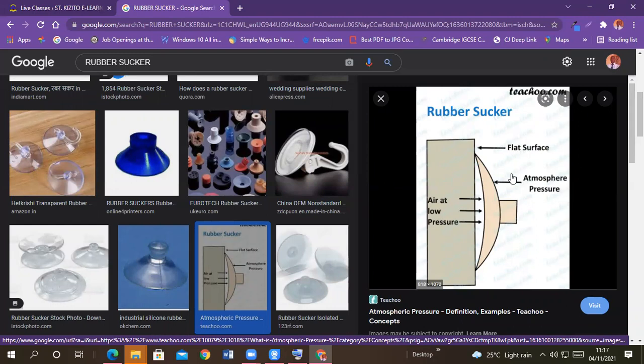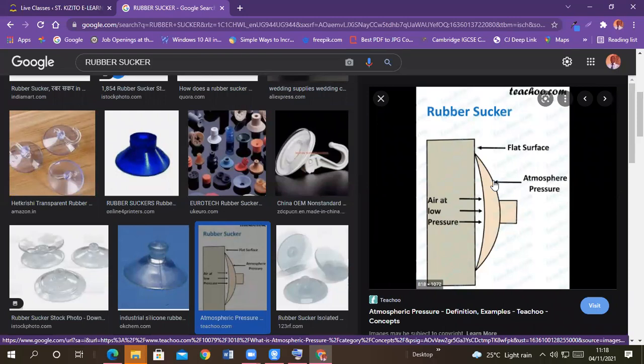Now, that high atmospheric pressure pushes the rubber sucker to stick onto the wall. Why? Because inside there is low pressure compared to the atmospheric pressure that is outside. So once the rubber sucker is pushed onto the wall, the air is driven out, creating a low pressure between the wall and the rubber sucker. The atmospheric pressure that acts outside is greater than the pressure which is inside, and this atmospheric pressure sticks the rubber sucker onto the wall.